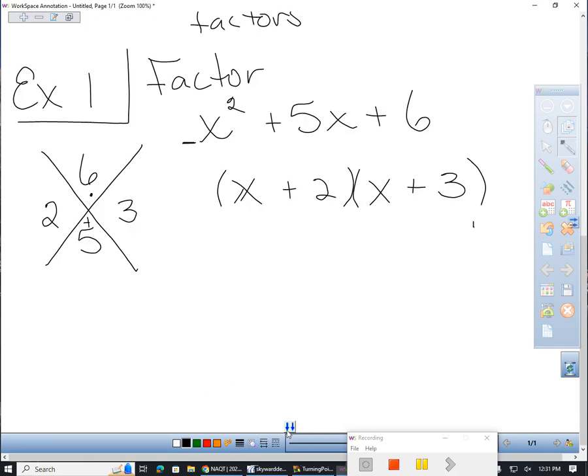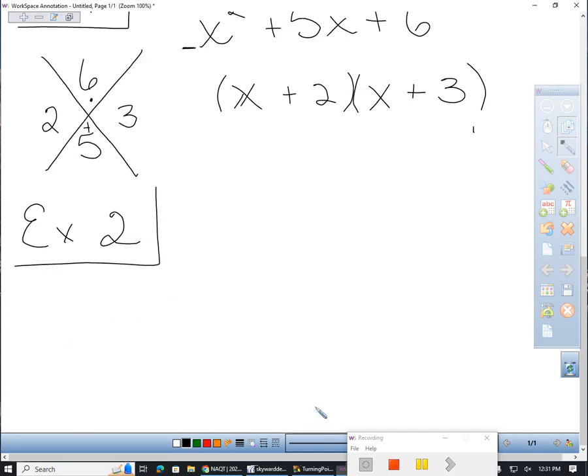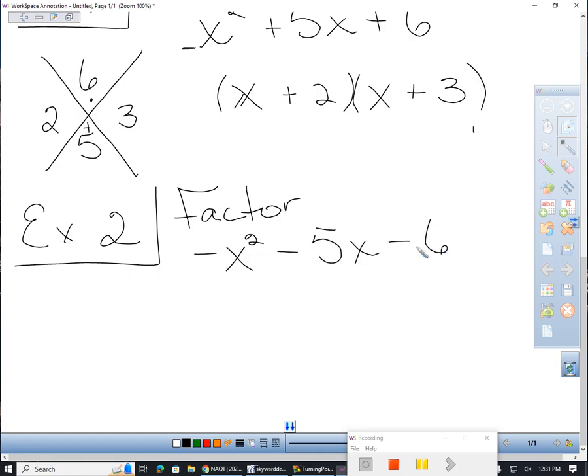So do you vaguely remember this? Okay. Example number 2. Let's factor negative x squared minus 5x minus 6. So again, step one is to take out the greatest common factor. What can we take out of every one of those? A negative 1. So I'm going to put a negative 1 out in front.